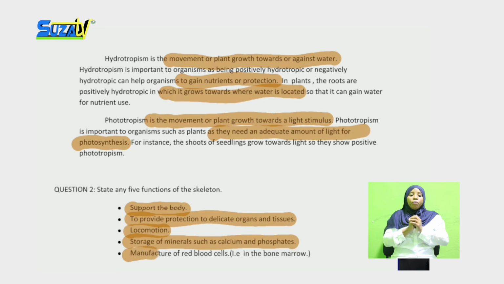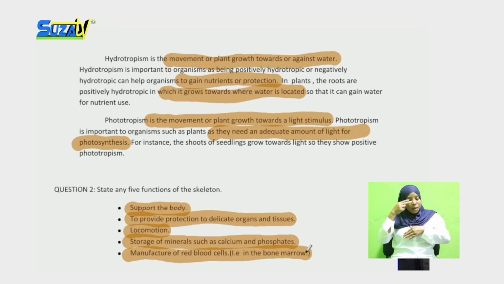Also we have the manufacture of red blood cells, which takes place in the bone marrow. The skeleton has the function of manufacturing red blood cells, which transport oxygen throughout the body in the blood. So these red blood cells are manufactured in the bone marrow, and due to this the skeleton also functions as a manufacturing site.